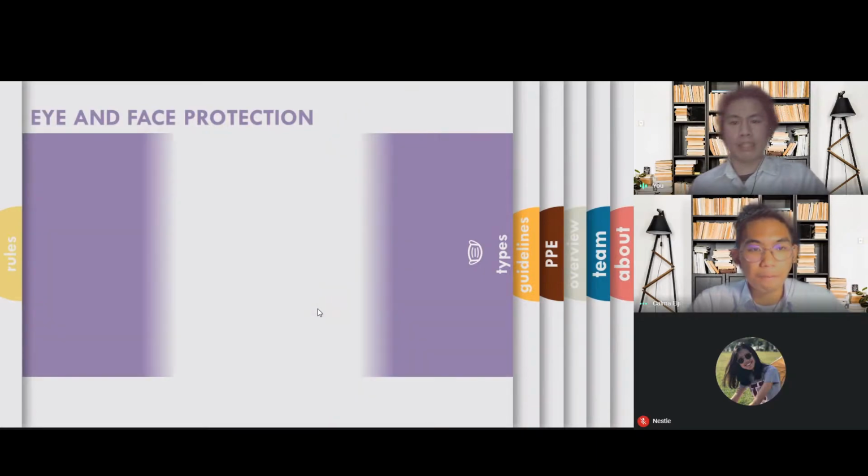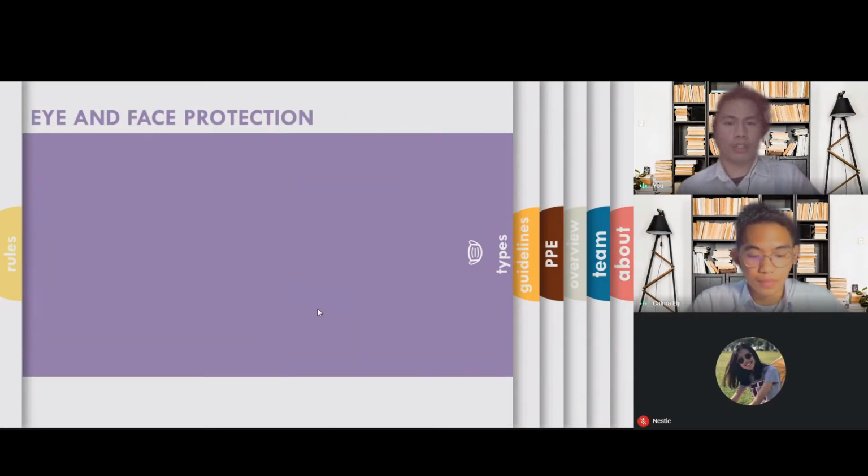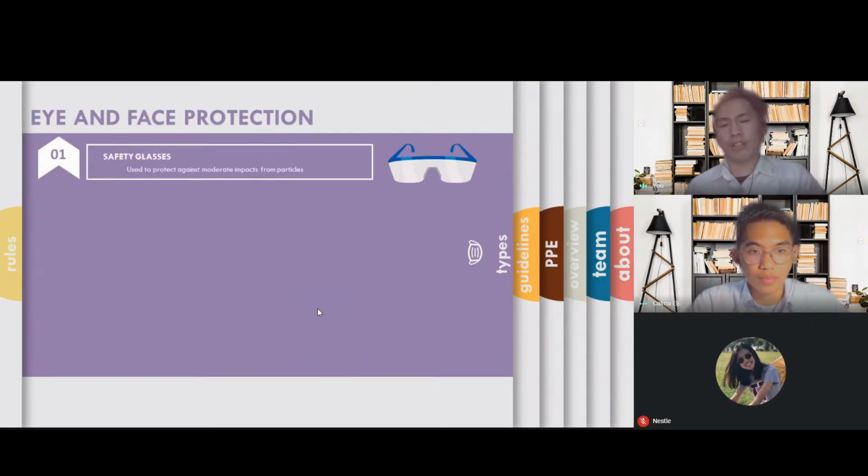So dito may tatlo rin tayong klase ng eye protection. Katulad nga sa hard hat, may kanya-kanyang usage rin itong mga ito. Ang una ay safety glasses. Commonly, ginagamit ito sa chemistry laboratories at woodworking workplace. Also, kadalasan ito rin ay ginagamit sa snowboards. Ang silbi nito ay pinoprotektahan ang gumagamit against moderate impacts ng particles, water, and chemical splashes.